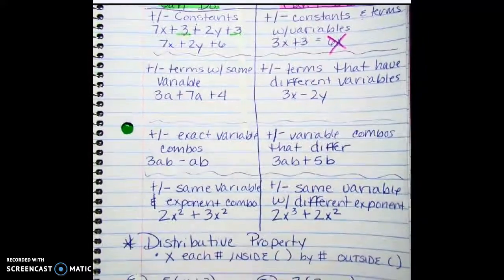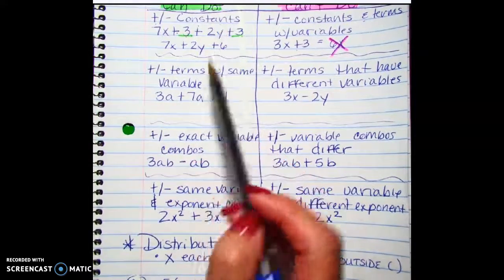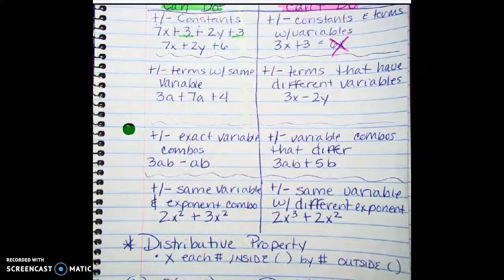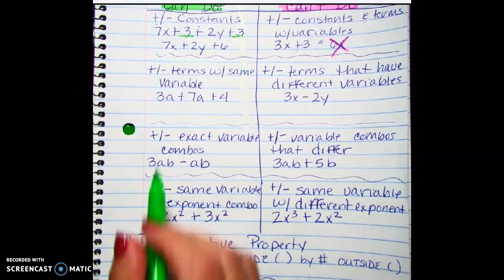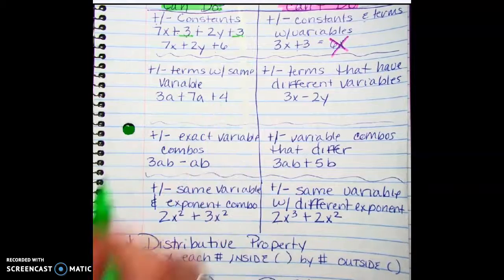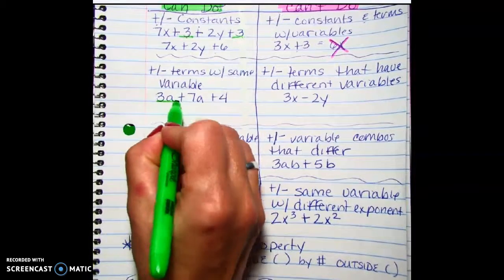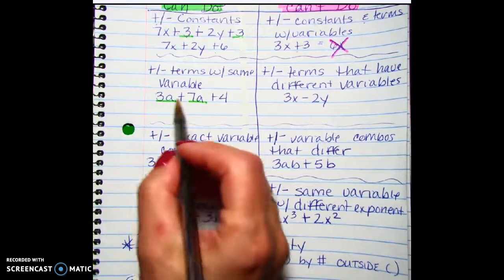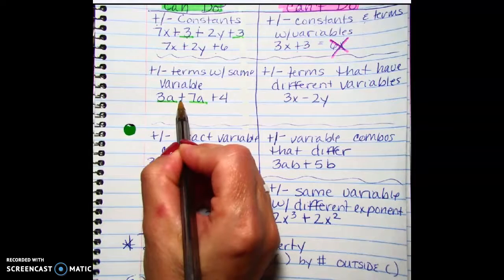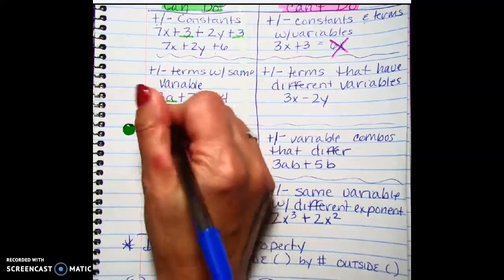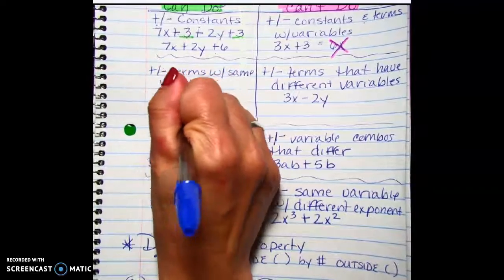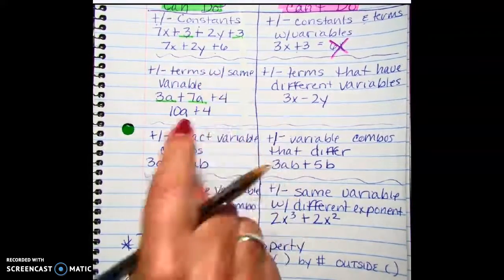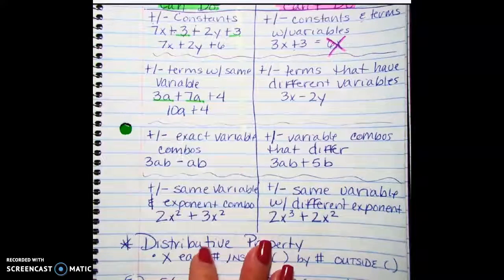What else can I do when I'm combining like terms? I can add or subtract terms with the same variable. Okay, so let's find our terms. We have 1, 2, 3 terms, and 2 of them have the same variable. So I can add them. And what would I do? I would take 3, and this is an addition sign, so 3 plus 7 is 10, and I make sure I write the variable, and then I just put my constant. Now I only have 2 terms in my expression.